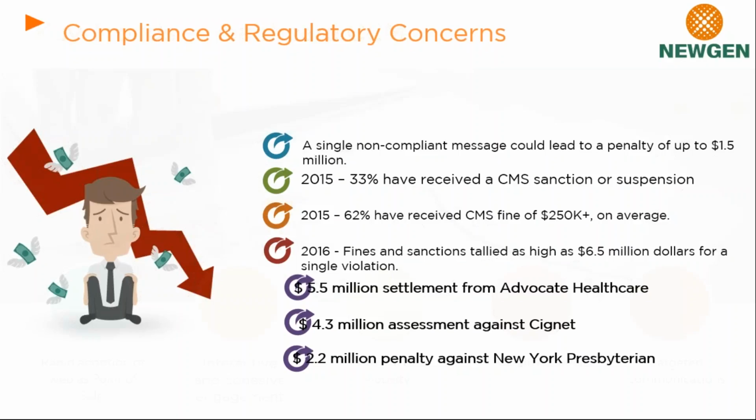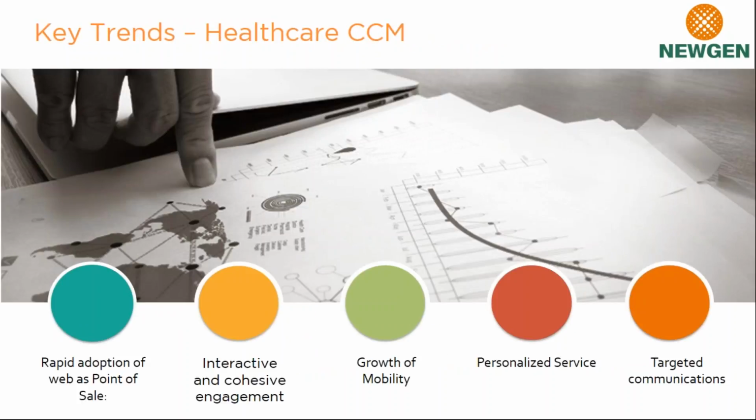Moving on, some of the key trends in customer communication management that we see are the rapid adoption of the web as a point of sale. A growing number of customers are buying and managing insurance online. This necessitates an agile cross-functional communication platform that can help customers transact and communicate through any communication channel of their choice at any time. There is a need for an interactive and cohesive engagement. Customers are demanding greater responsiveness and transparency in communication, irrespective of communication channel, especially in areas such as claim settlement and policyholder services.